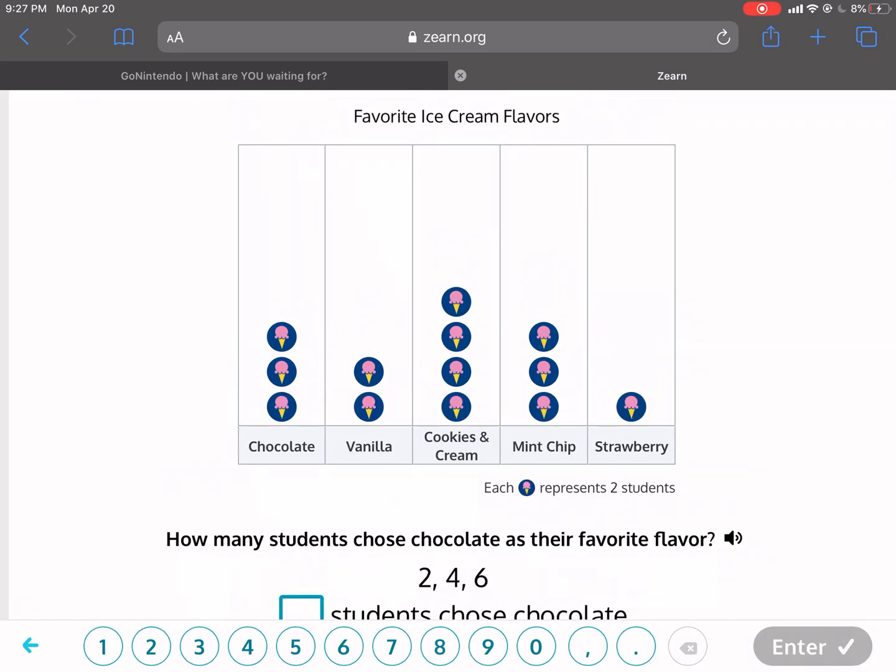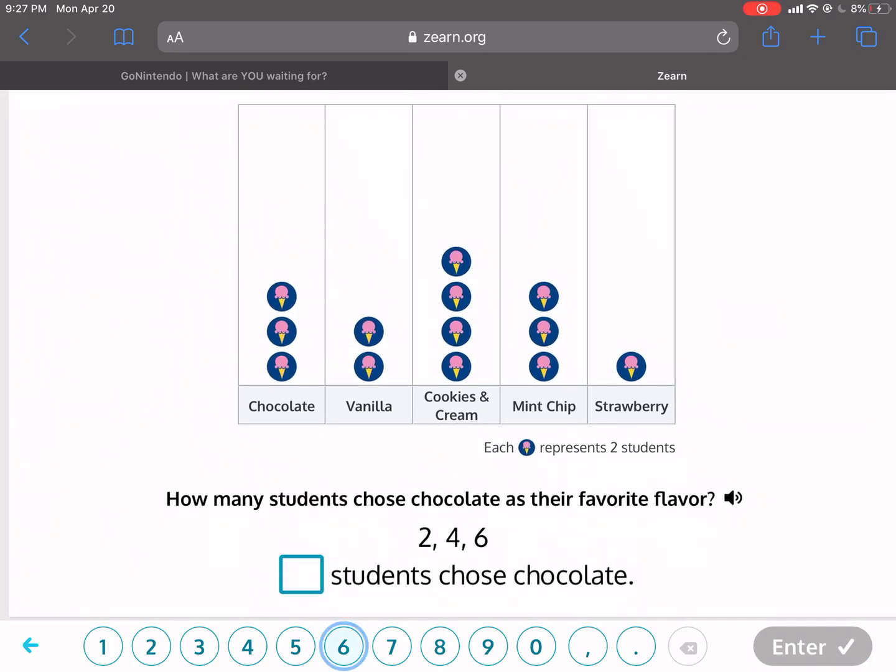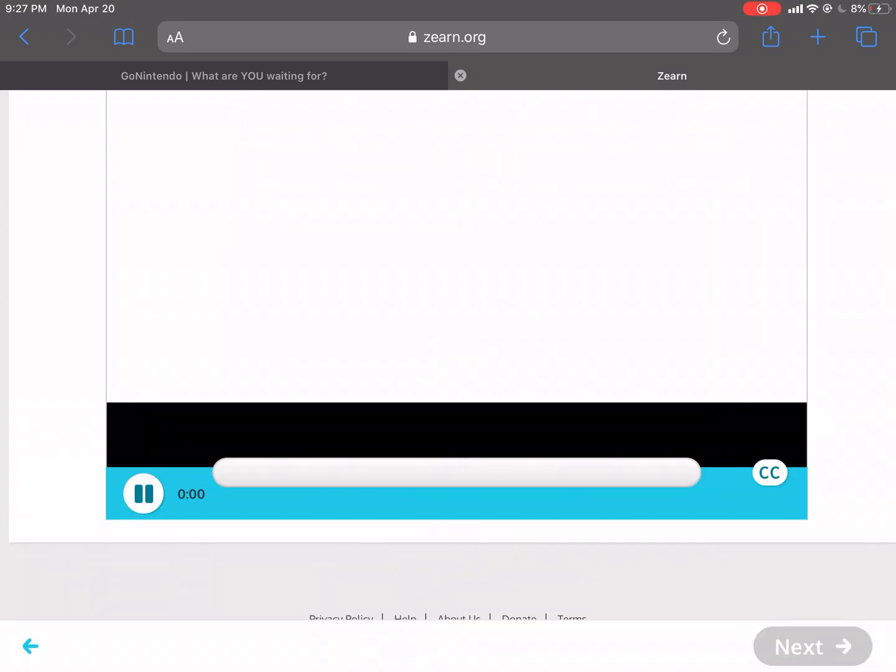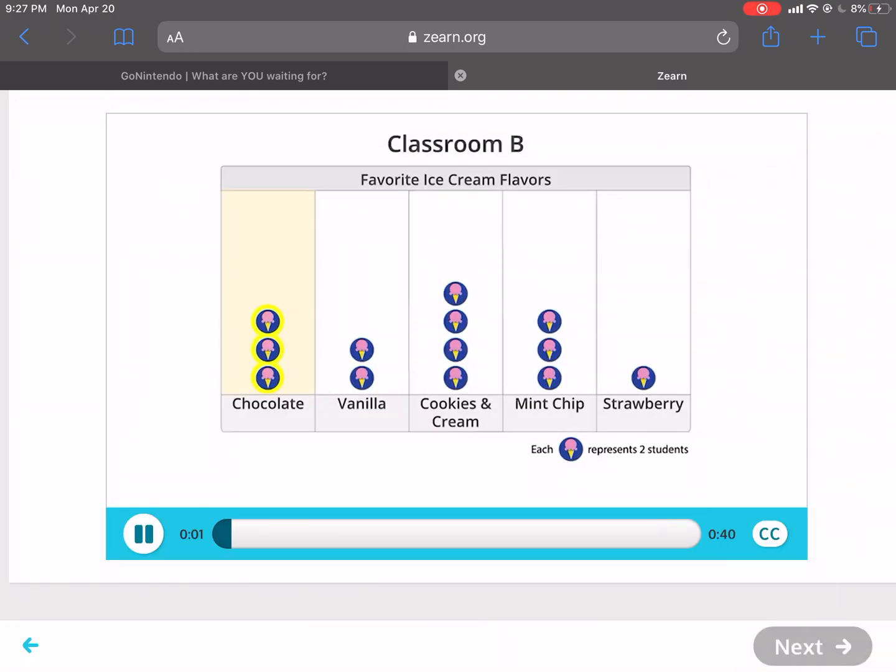How many students chose chocolate as their favorite flavor? 6 students. There are 3 cones in the chocolate column, and each cone represents 2 students. So we can skip count to find out how many students chose chocolate. 2, 4, 6 students.